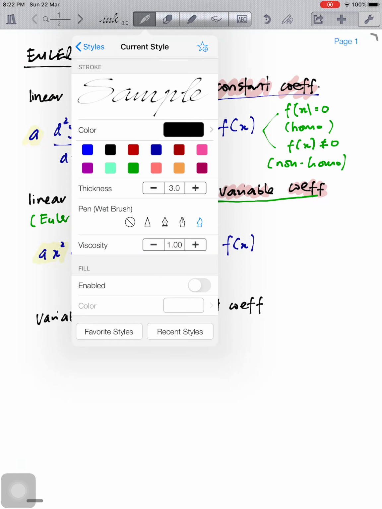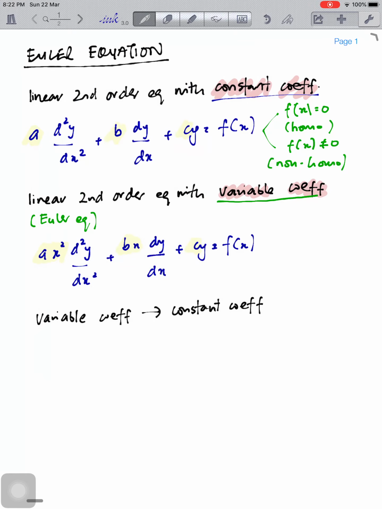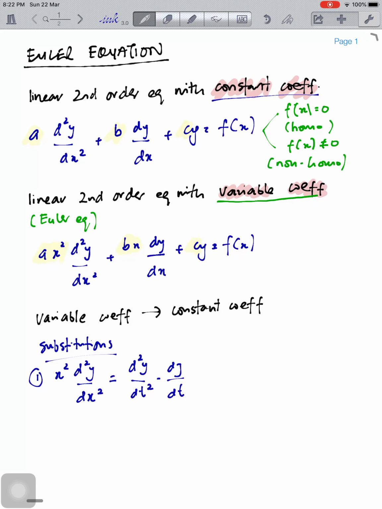For the case of the Euler equation, there are three substitutions that we're going to have to apply. Let me write down the substitutions right here. The first substitution is when you come across x squared d square y over dx square in the equation, that will be replaced by d square y over dt square minus dy over dt. If you notice, we change the independent variable from x to t.